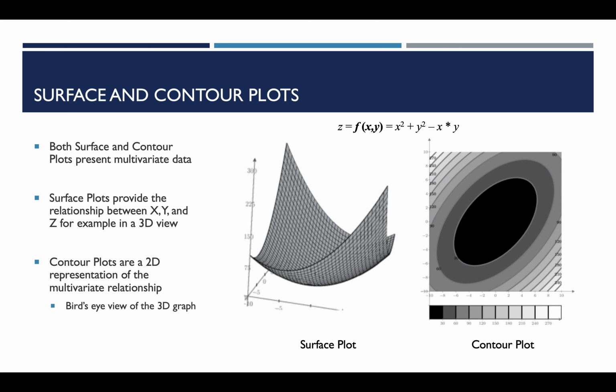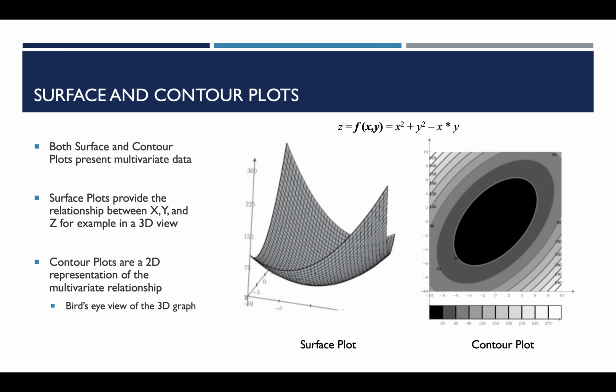This is kind of where surface and contour plots come in. They both represent multivariate data, specifically three variables. In this particular graph, we have the representation of the function f(x, y), which is represented by x squared plus y squared minus x times y. And all of this particular equation equals the data point z. And when you graph x, y, and z, you get these particular graphs that you see in the bottom.